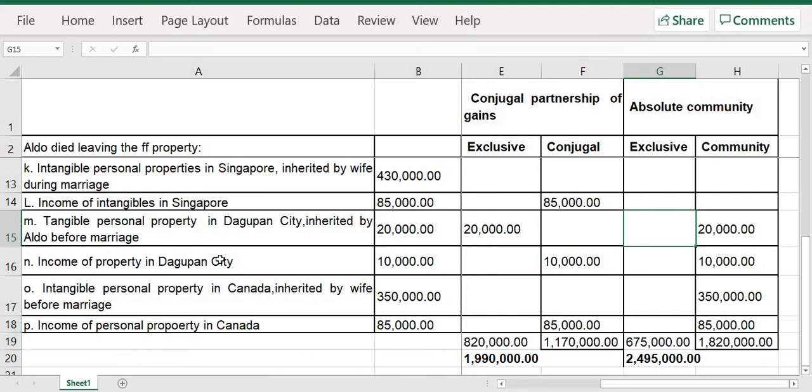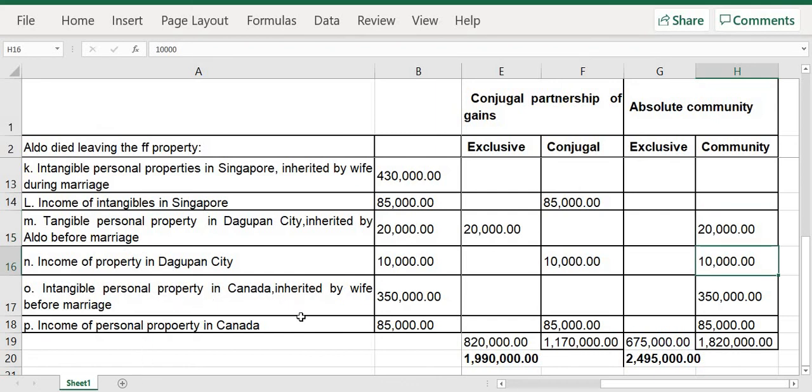Next, income of property in Dagupan City. Ayan, lahat ng fruit or income from conjugal or exclusive properties under conjugal partnership of gains, conjugal property yan. Under absolute community of property regime, fruit follows principal, kaya the principal is community, kaya the fruit is also community property.